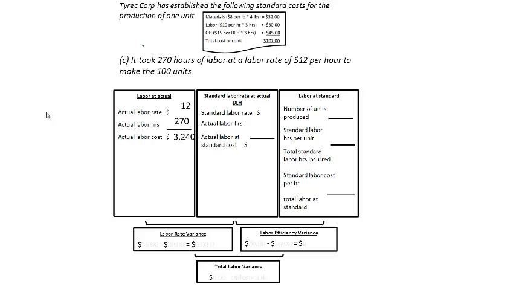$3,240. Now, in order to get the labor rate variance, we're going to compare that labor at actual against the actual direct labor hours at our standard labor rate.